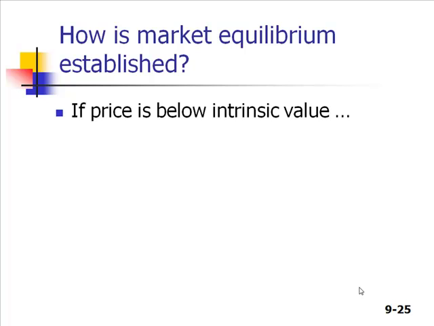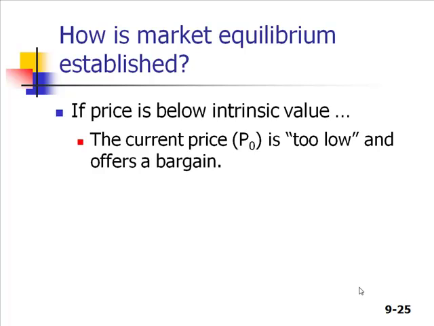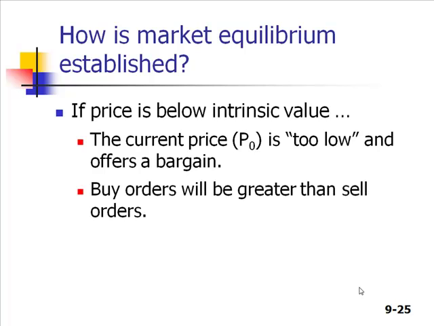Okay, here's an example. Let's suppose that the price of a stock is below intrinsic value. What does that mean? It basically just says that the current price is too low. It's a bargain. It's below where it should be. This thing is on sale. And if a stock is on sale, if it is cheaper than it should be, then you're going to have buy orders greater than sell orders. You're going to have more eager buyers of the stock than eager sellers because it's cheap. People like to buy at low prices. They don't like to sell at low prices.